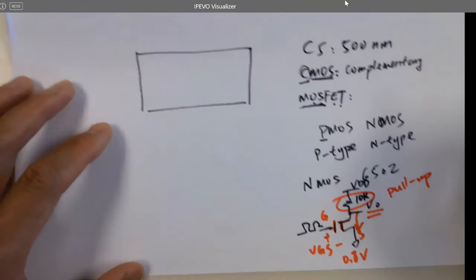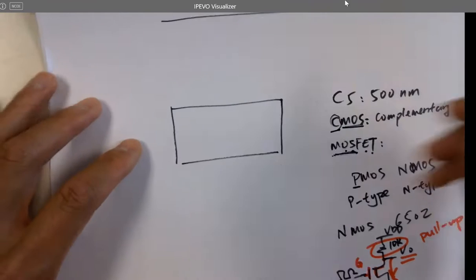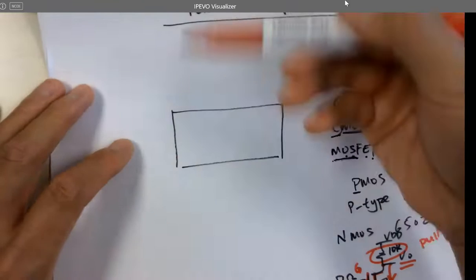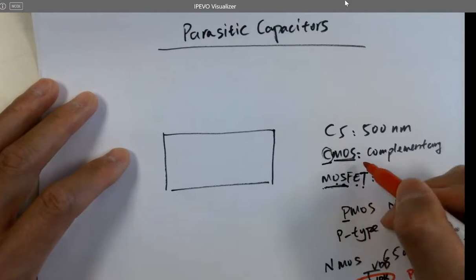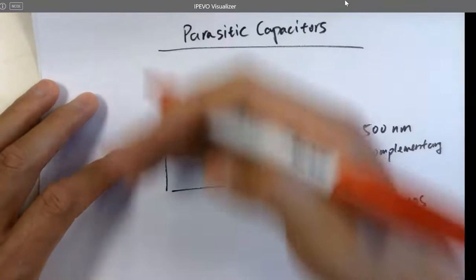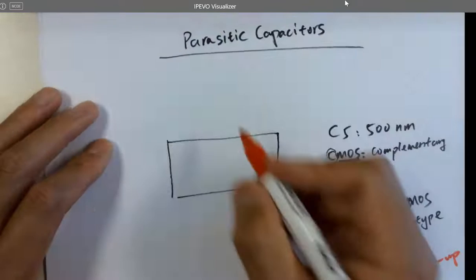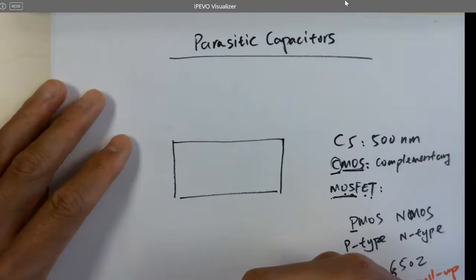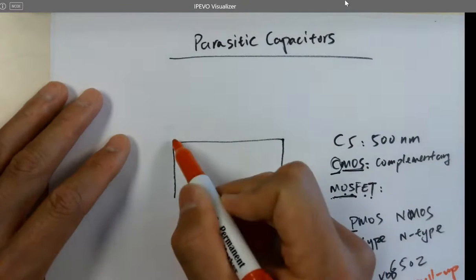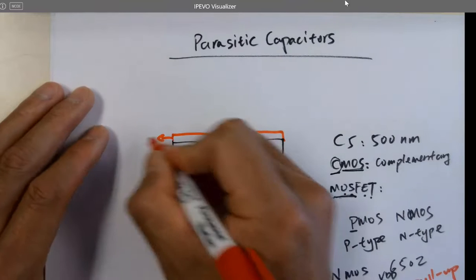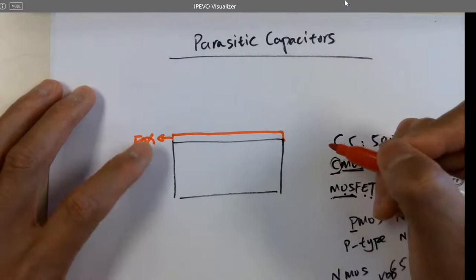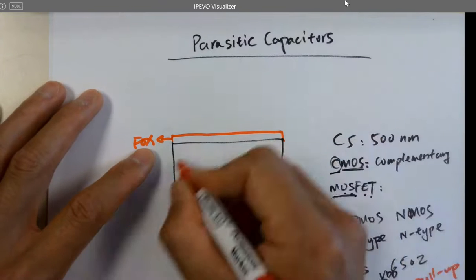Okay, so we are drawing the cross-sectional view of the C5 technology, the CMOS technology, and now we're just looking at all the layers. Again, this is a cross-sectional view of all the layers. What's the first layer you can have? Yeah, Fox. What's the name of Fox? Fused oxide.